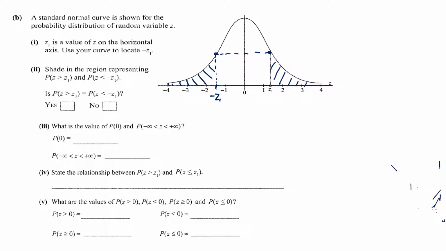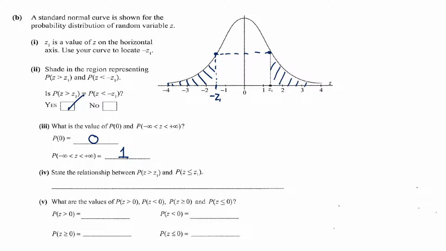And is the probability of Z greater than Z1 equal to the probability of Z less than minus Z1? And yes, because there's symmetry within this normal distribution. So what's the probability of 0? So what's the probability of that single piece, that single line? So it's the area under the curve. So it doesn't have an area because it's a straight line, so it is 0. What's the probability that Z is between minus infinity and infinity? So that's going to include everything. So the biggest probability that we can have is 1. Remember, all probabilities are between 0 and 1.